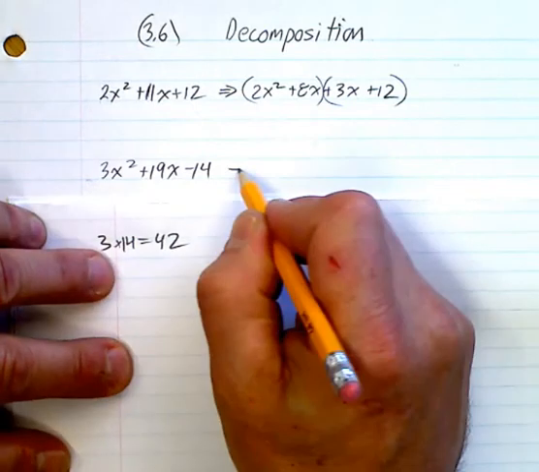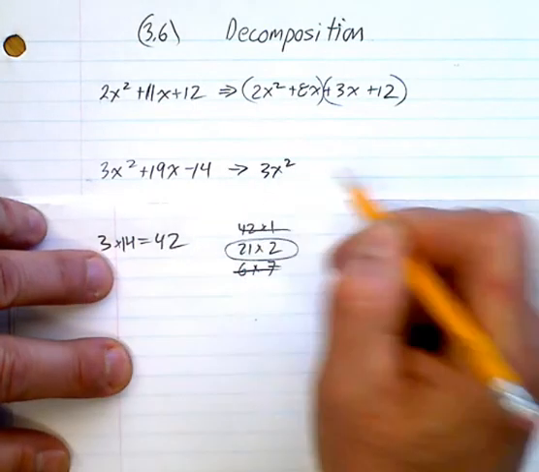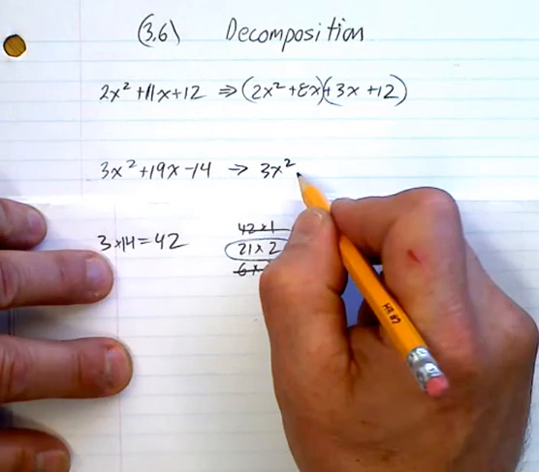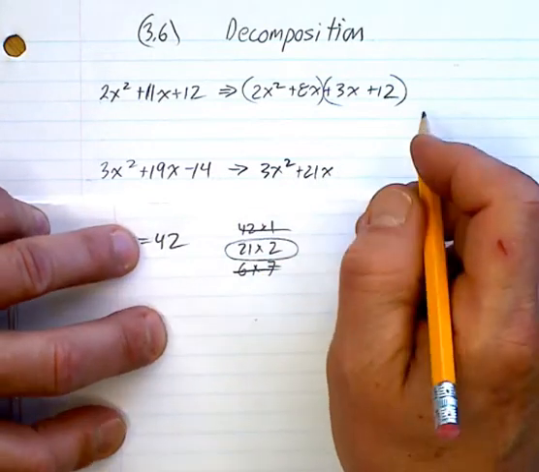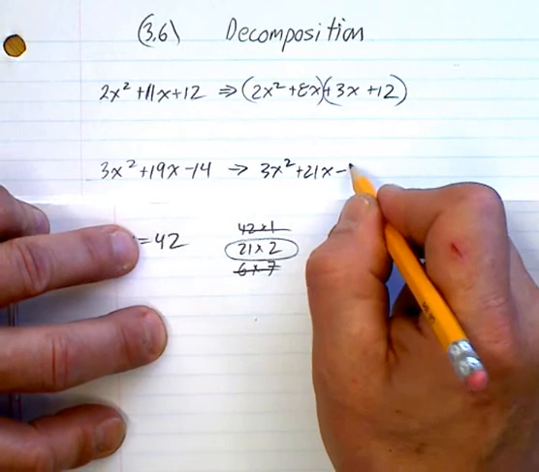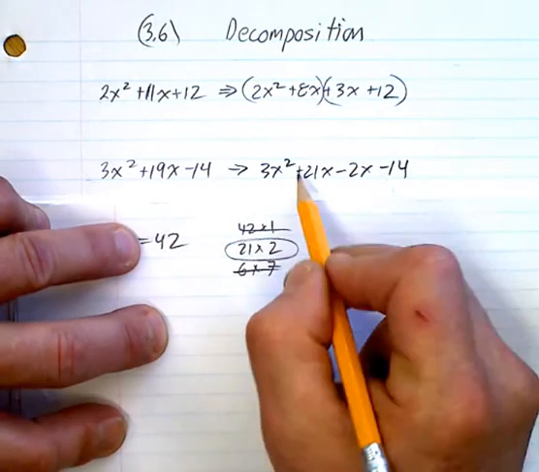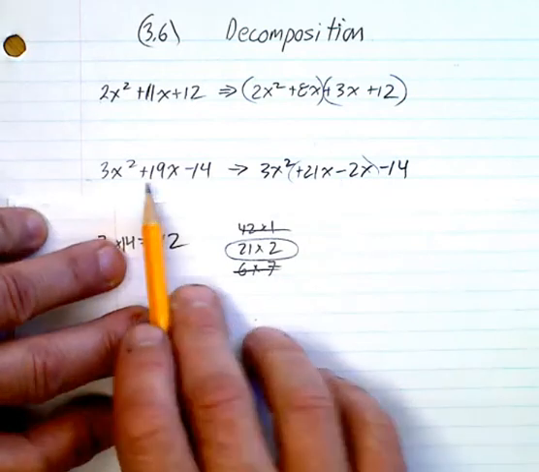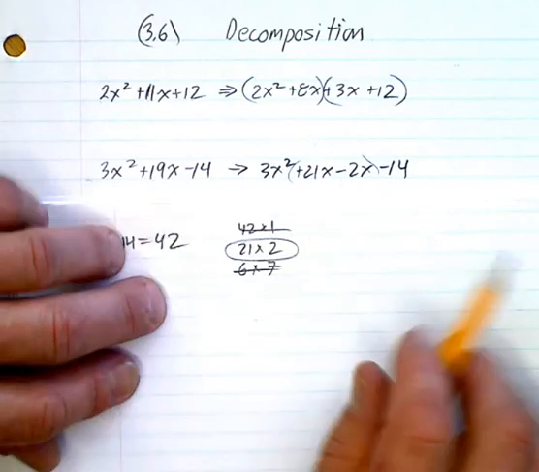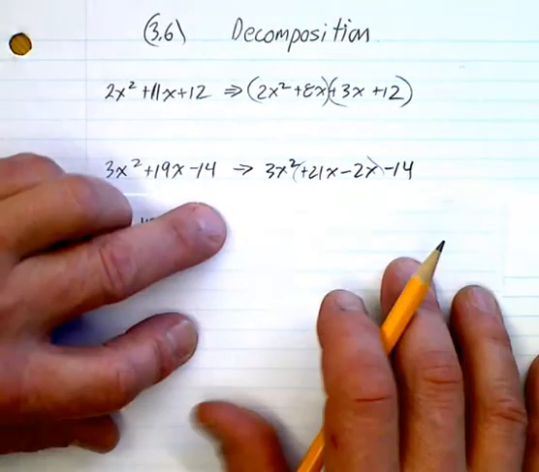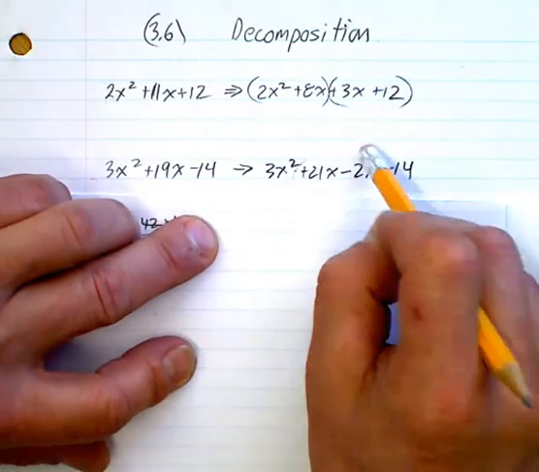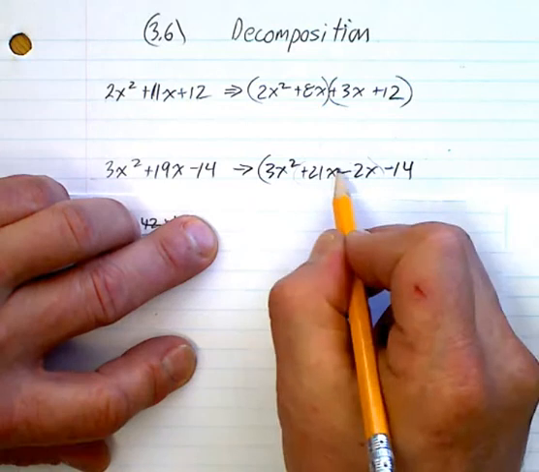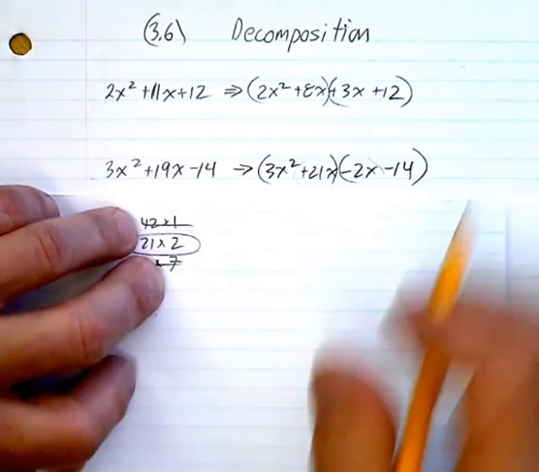It needs to become 3x squared plus 21x minus 2x minus 14. Notice that these middle two are the same as positive 19. The next step is to factor these things out. I put those brackets there to show you the inside, but let's now put two brackets around the two groups that we've made.